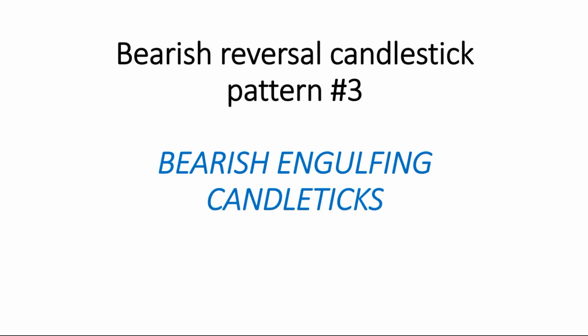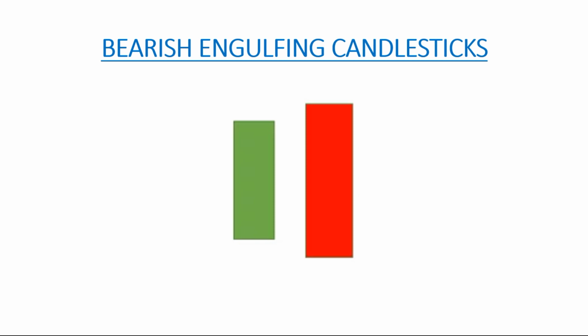Our bearish reversal candlestick pattern number 3 is the bearish engulfing candlestick. It is a multiple candlestick pattern consisting of 2 candles. The first candle is a bullish one, indicating the continuation of the uptrend, but the second one is long and bearish and completely engulfs the first candlestick. This shows us that the bears are back in the market.